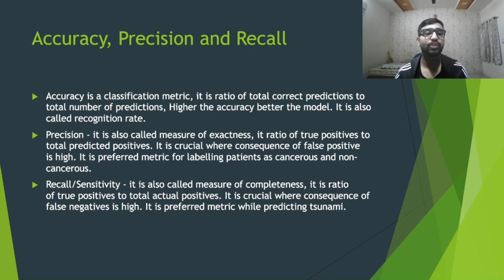So now let's first look at accuracy, precision and recall, and how precision and recall are of more importance than accuracy, with certain examples. Accuracy is a classification metric. It is a ratio of total correct predictions to total number of predictions. Higher the accuracy, better the model. It is also called recognition rate.